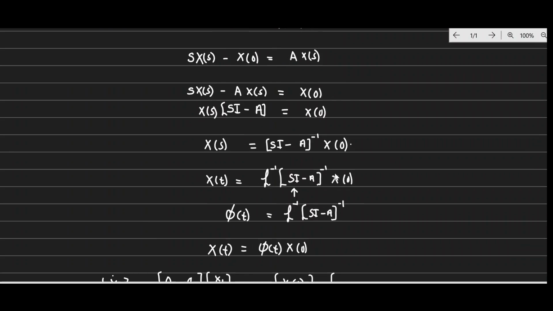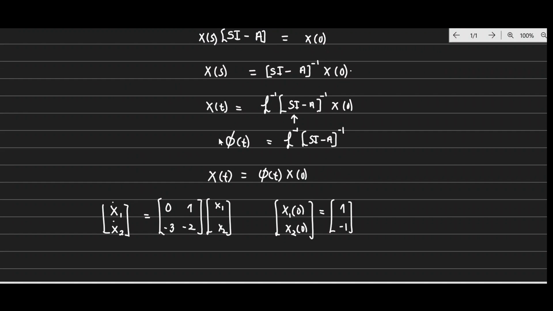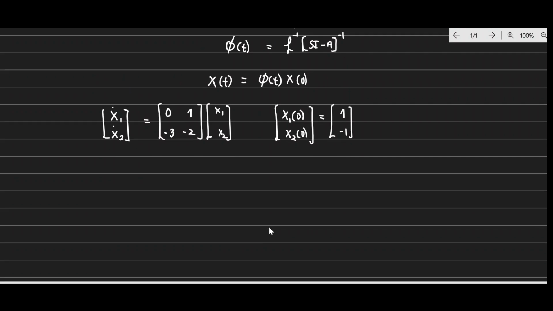This is equal to 1, negative 1. Okay, so first of all, I know it's not very necessary, but let's first find the eigenvalues of this matrix. So what are the eigenvalues of the matrix? The eigenvalues are the roots of the determinant of the characteristic equation of the open loop transfer function, sI minus A.